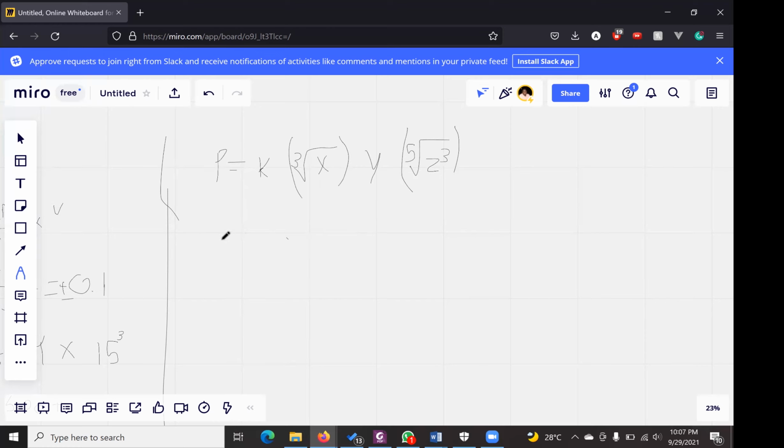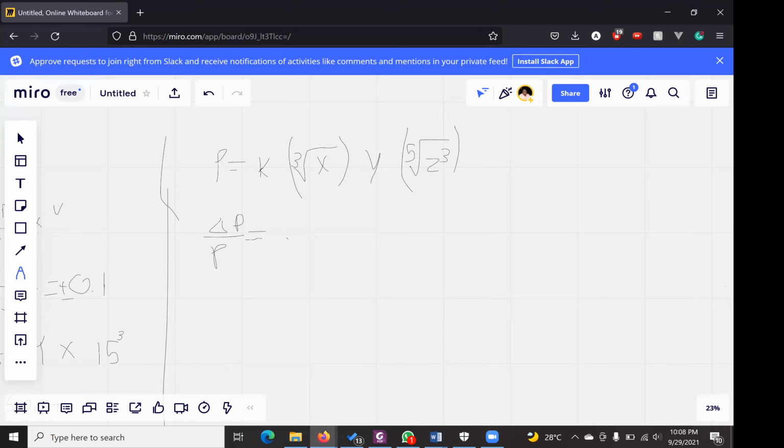They want the percentage error in P, which is delta P over P times 100. Cool. Now, to do this, we have to go back to rule 2. So we're just going to put this here.